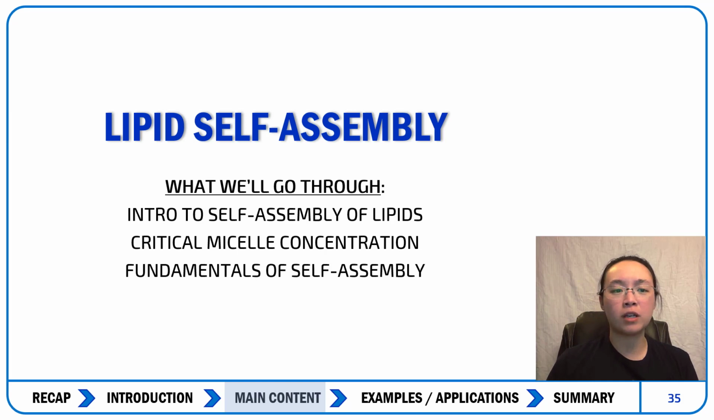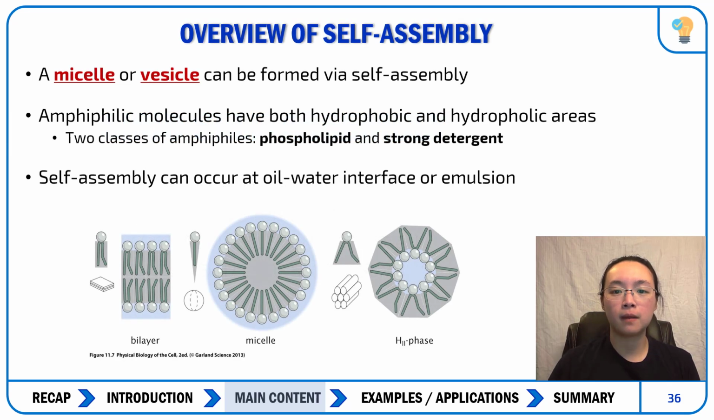And then just some brief fundamentals of lipid self-assembly. So first of all, a quick overview. A micelle or a vesicle can be formed by self-assembly. So that's basically us putting lipids into a solution and then them wanting to form some sort of enclosed structure so that the hydrophobic tails get away from water.